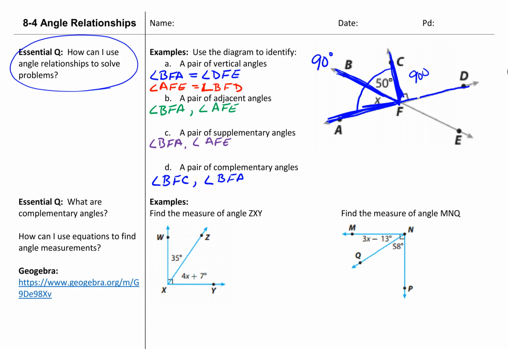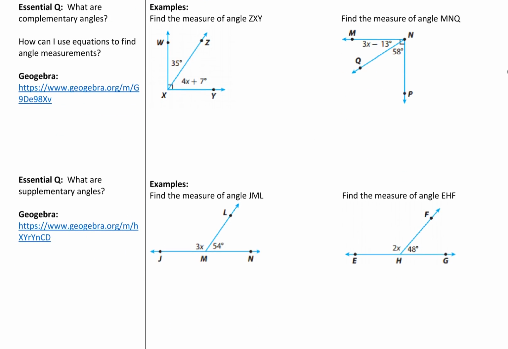Okay, so we've practiced identifying different angle relationships. Let's explore complementary angles for a moment. And we know that complementary angles add up to 90 degrees. I want you to think about also how we can use equations to find angle measurements. I've included a GeoGebra link right here. If you go on Edmodo and go to the digital version of this document, you can click on that.